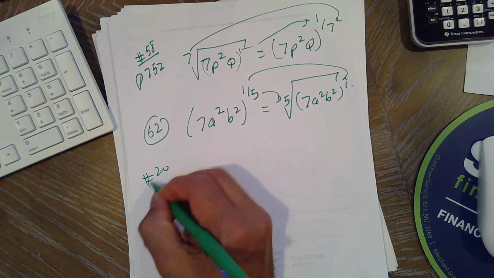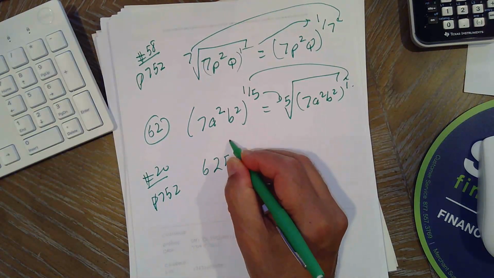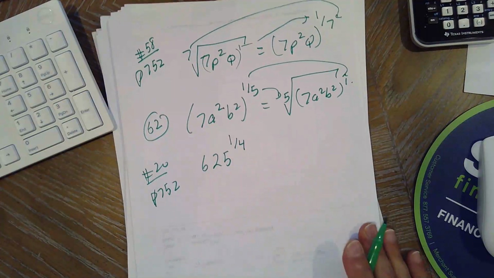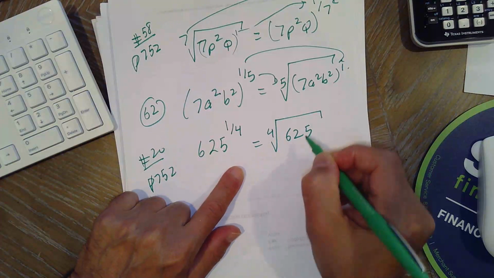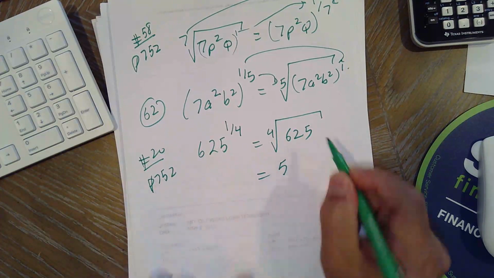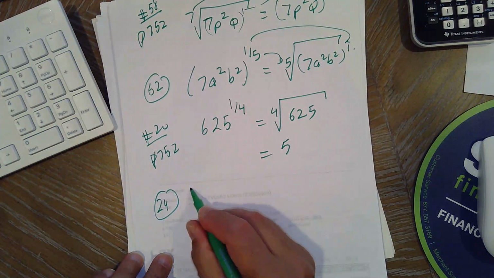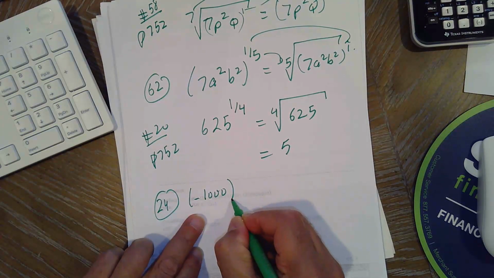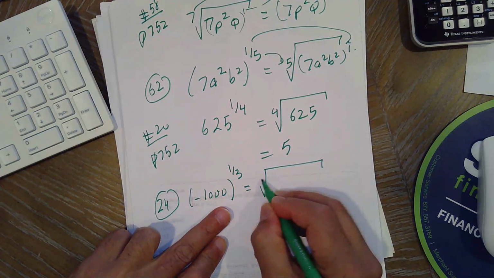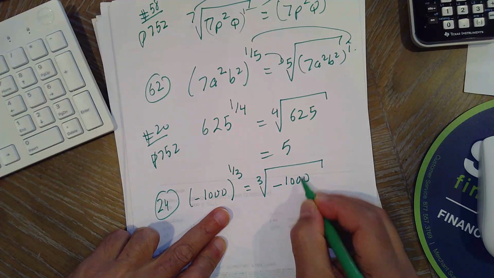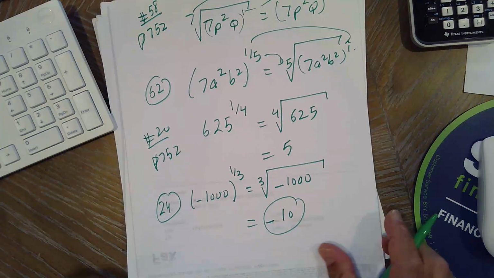Now back to number 20, page 752. How do we evaluate 625 to the 1/4? So that's like doing 4th root of 625, which we get 5 if we put it in our calculators. Number 24, you have negative 1000 inside the parentheses to the 1/3. Again, 1/3 in a power is like cube rooting and everything goes under. Cube root of negative 1000 is negative 10.